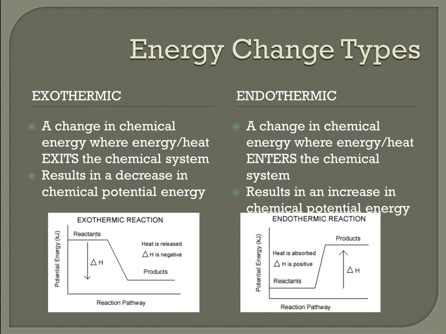There are two types of chemical changes in thermochemistry. Some reactions will result in a loss of energy or heat. These reactions are called exothermic. If you graph the potential energy throughout an exothermic reaction, you will see that the amount of energy of the entity decreases because energy is released.